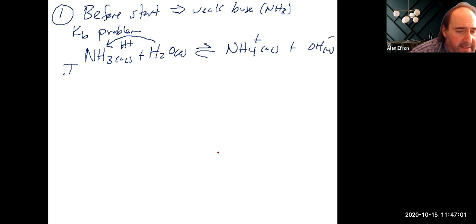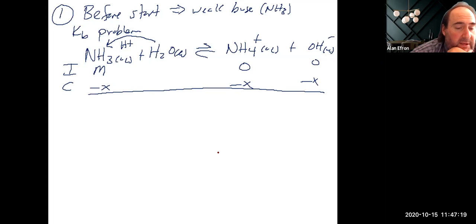Now, again, because you have not added any hydrochloric acid in this case, you can do this ice table in molarity. So you would do your molarity. These guys would be zeros. These guys would be X's in this case. Again, typically, if you're using molarity, you're using X's. Molarity minus X, X, and X.